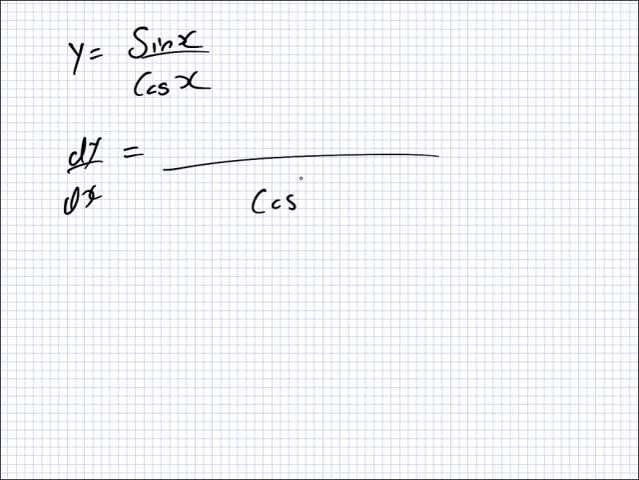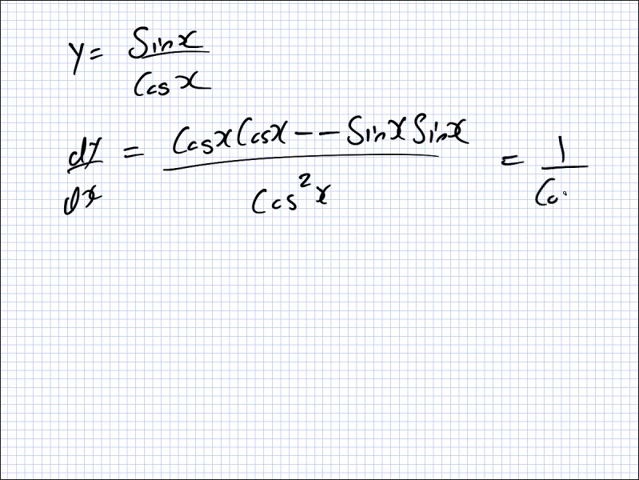Next. What is the derivative of sine over cos? So what rule do I need here? Quotient rule. So that's the bottom squared, the bottom times derivative of the top minus the top times derivative of the bottom. What's cos squared plus sine squared? 1. Okay.